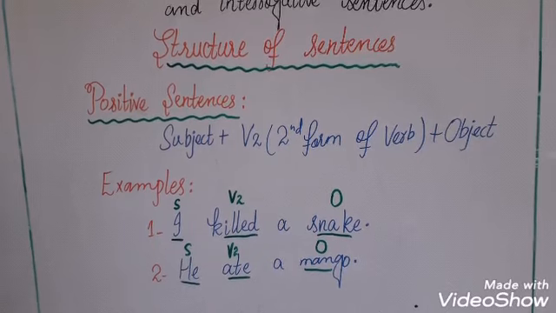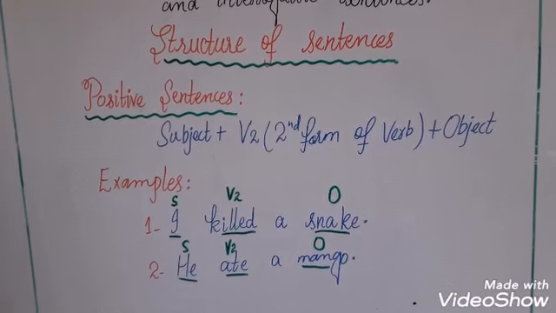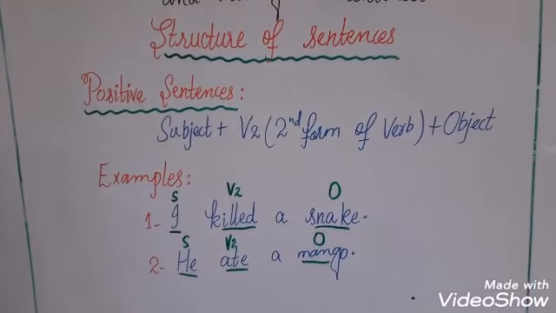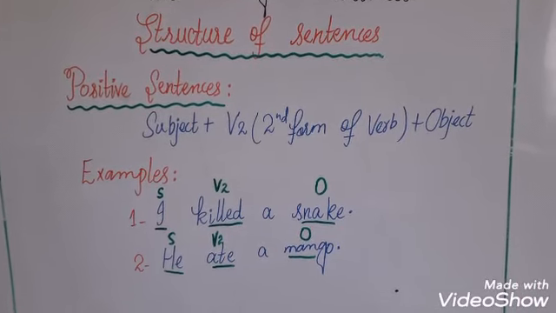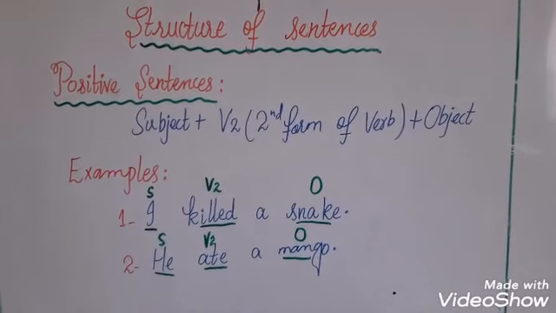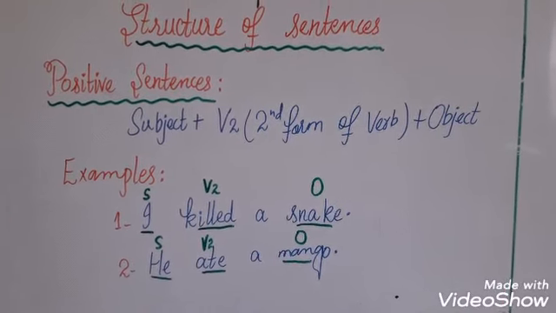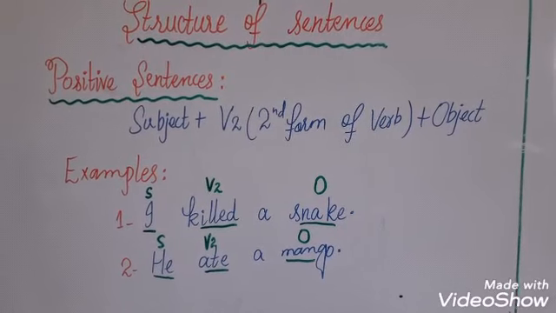So friends, keeping in mind the rules discussed above, now we are going to discuss the structure of sentences. In positive sentences, our structure will be subject, then second form of verb, or past simple, and then object.